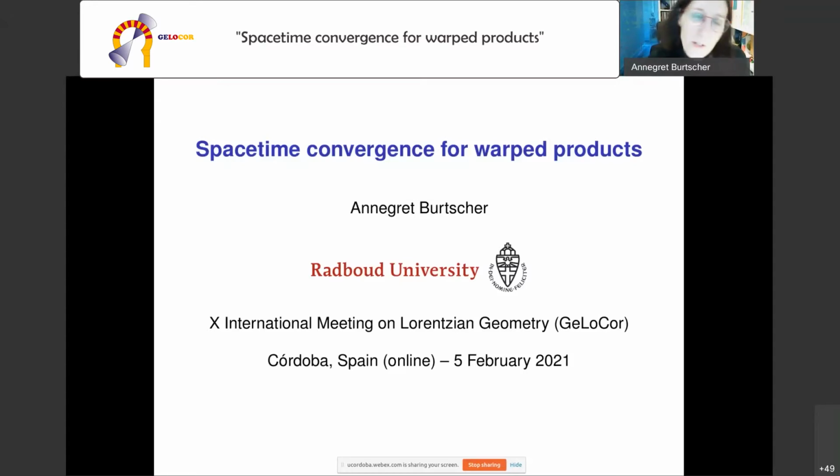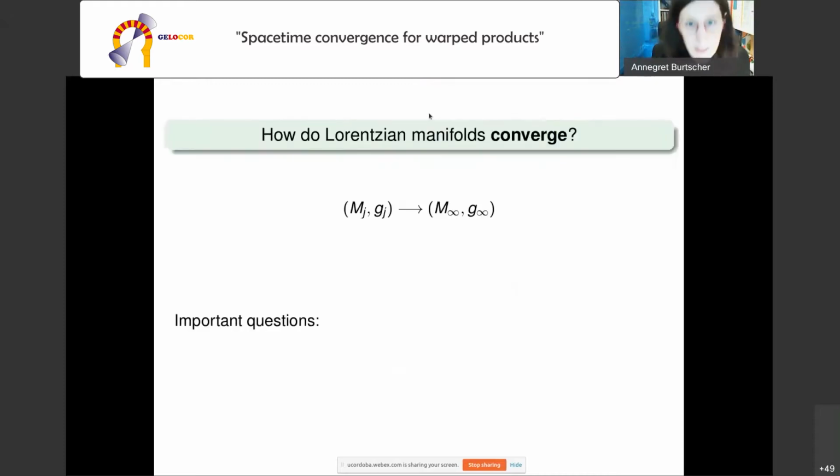Okay, so what I'm going to talk about today is spacetime convergence for product spacetimes. And the main underlying idea why we studied this, so this is joint work with Brian Allen, is the question of how we can understand convergence of Lorentzian manifolds. So here I've just written a sequence of Lorentzian manifolds. A manifold has a metric, and we want to understand how to understand convergence to some limiting object.